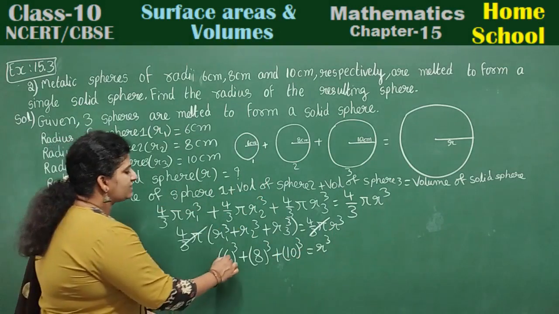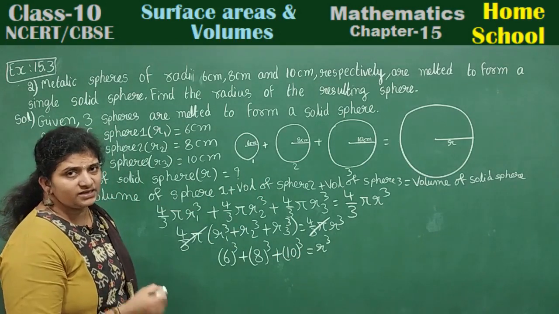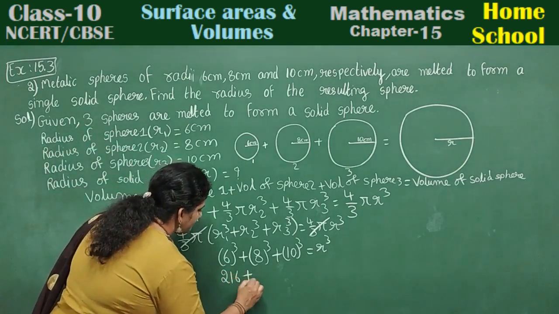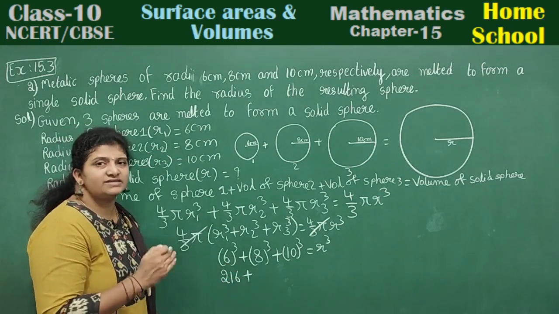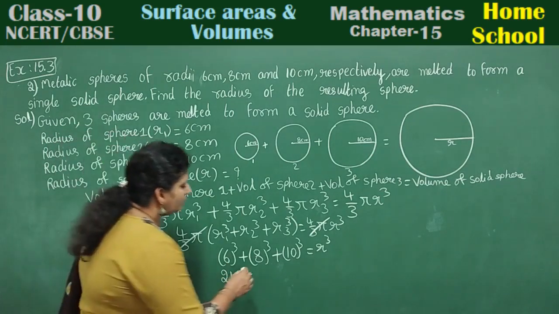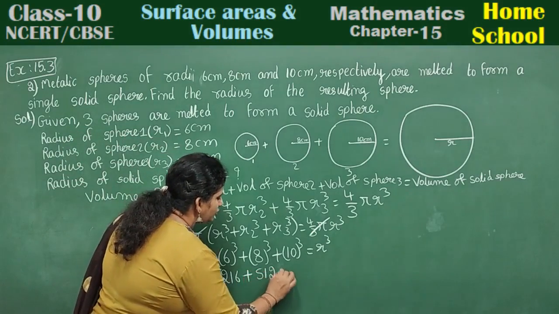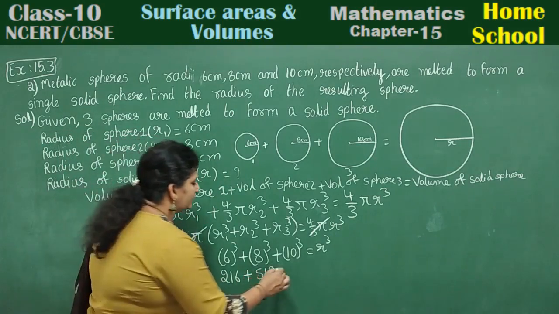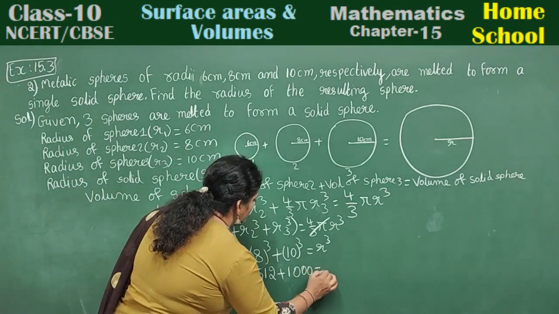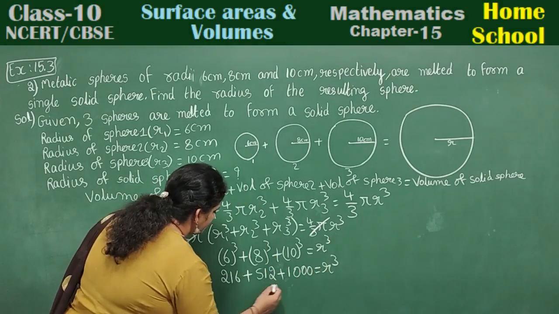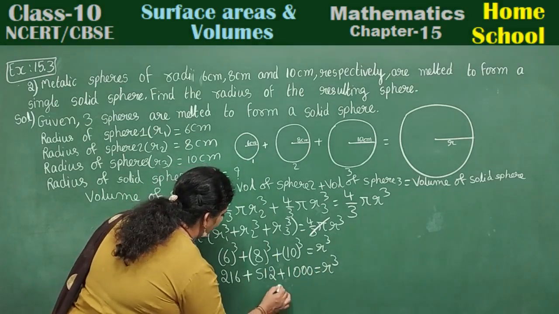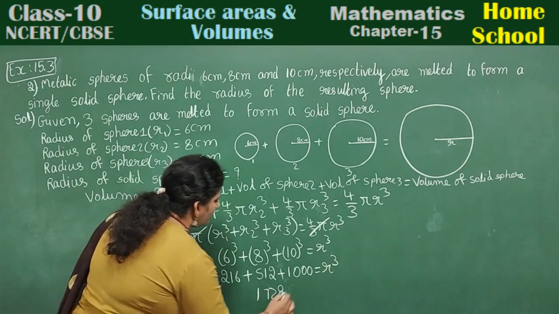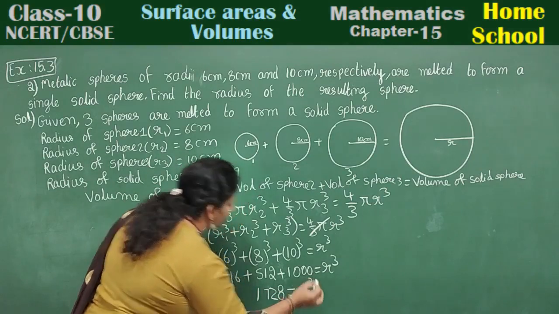Okay? 6 cube. 6 6s are 36. 36 6s are 216. Plus 8 cube. 8 8s are 64. 64 8s it will be 512. 10 cube. 10 10s are 100. 100 10s are 1000. Is equal to R cube. Add this. 6 plus 2 is 8 and 2, 7, 1. 1728 is equal to R cube.